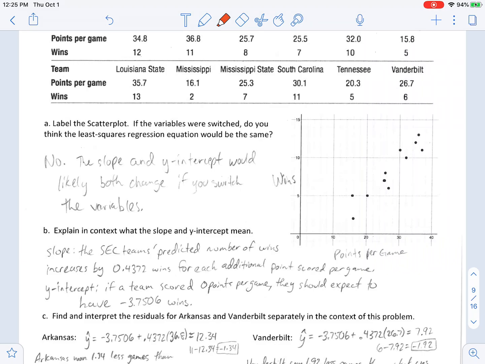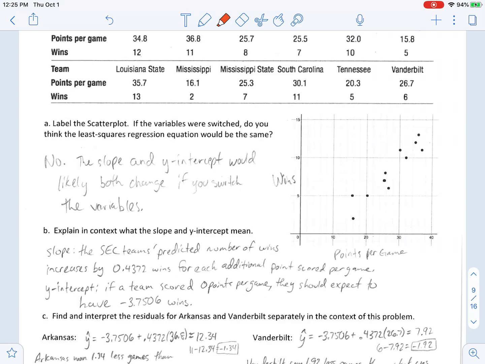You wouldn't expect to have the same number of wins at 0 points per game as you would to have points per game for 0 wins. If you score 0 points per game, you probably have literally no wins. If you have no wins, you could still have some points per game. Those things are going to be different. So don't think that it's okay to just switch the variables and put them wherever you want. There is a right and wrong way.